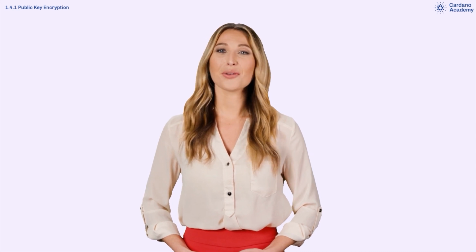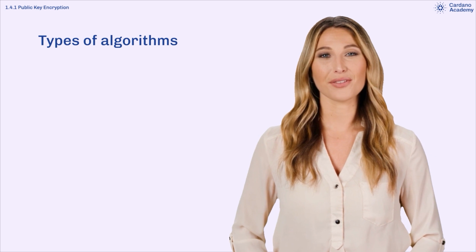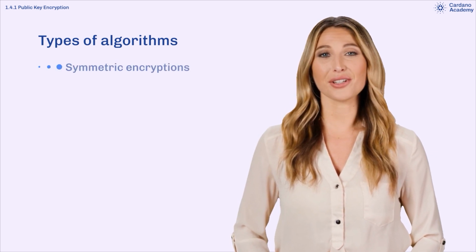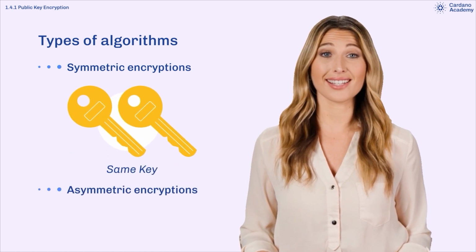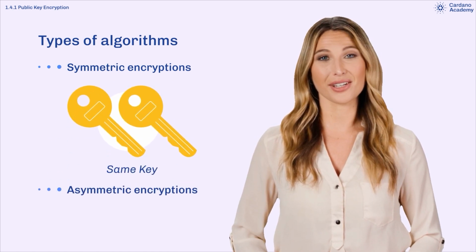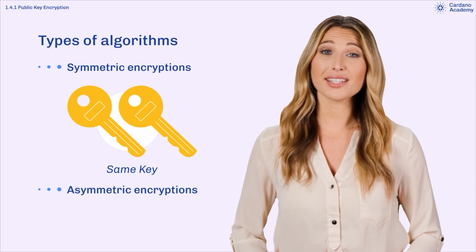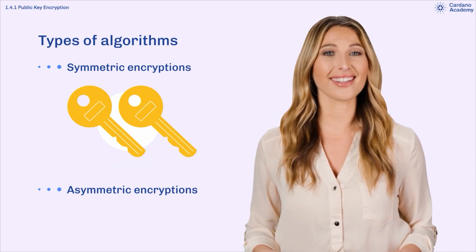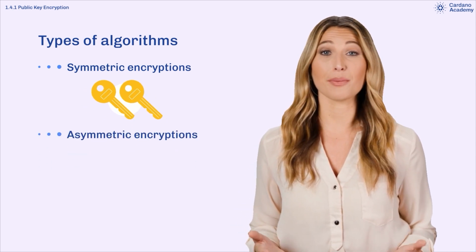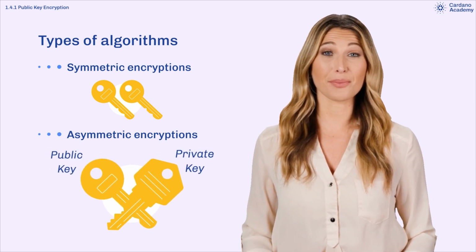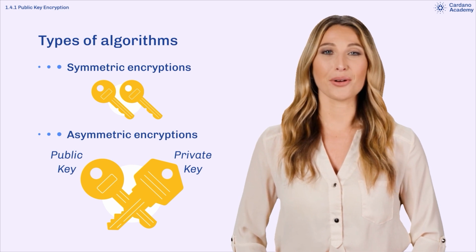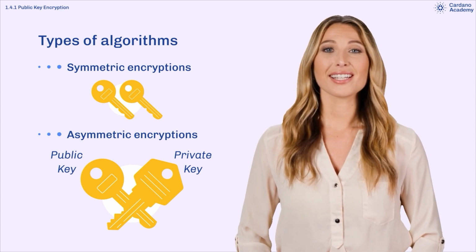To implement this process, we need to understand how to encrypt the message, M. There are two types of algorithms for encrypting messages: symmetric encryption and asymmetric encryption. In symmetric, the same key is used to encrypt and decrypt the data, making it fast and simple but less secure. Asymmetric, also known as public key cryptography, uses two keys, a public key and a private key. What one key can encrypt, the other can decrypt.